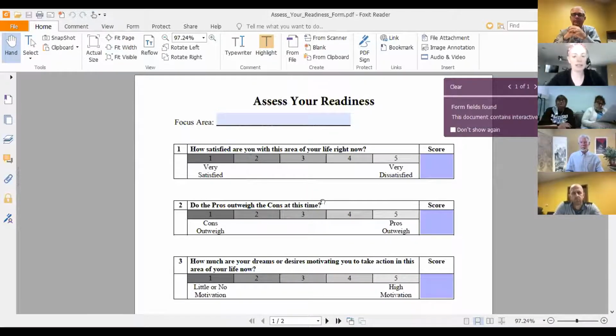So this Assess Your Readiness tool is designed to kind of give yourself a moment of reflection. And that reflection is just here for you to decide right now.